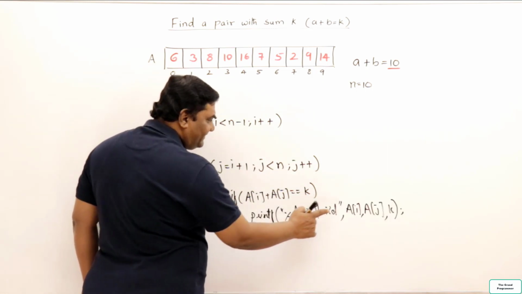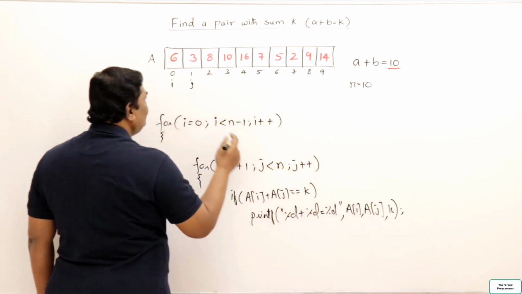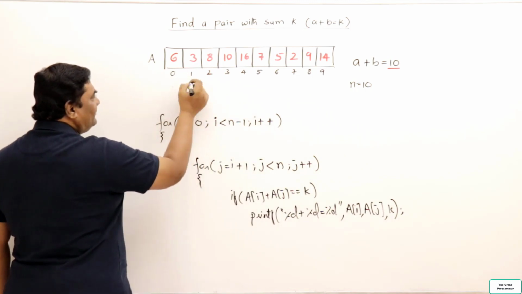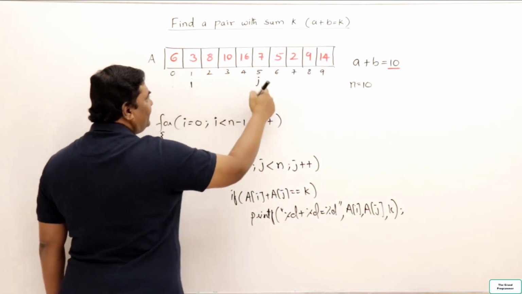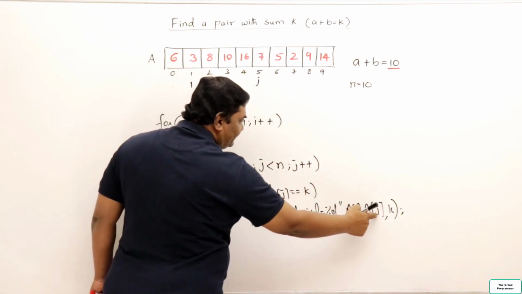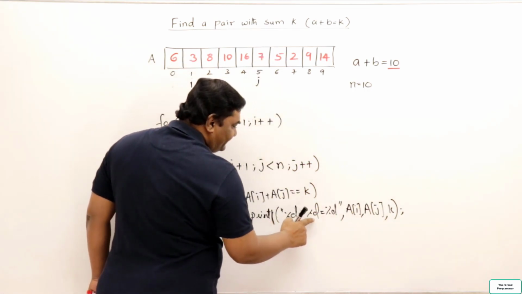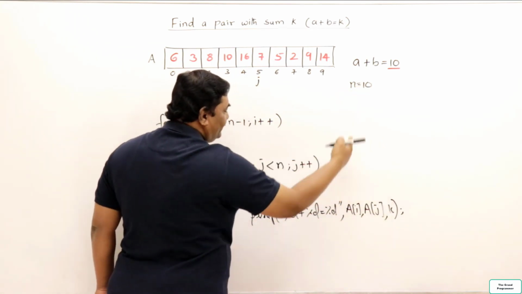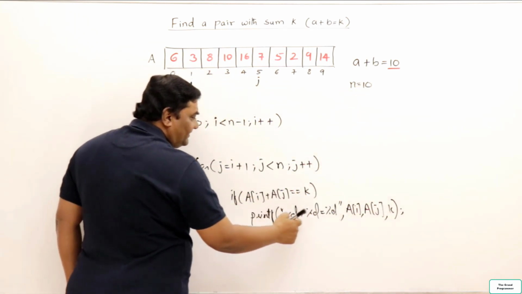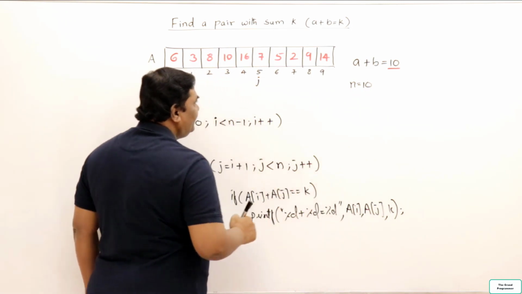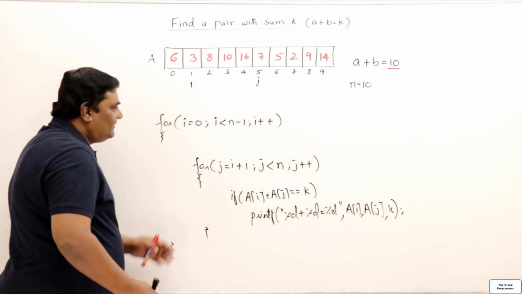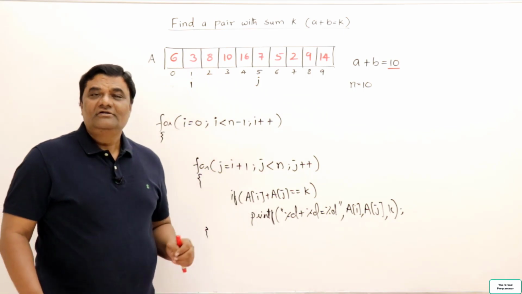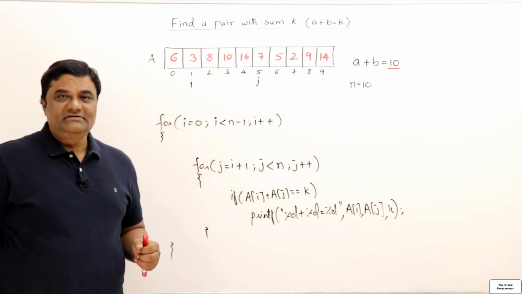See, the printf will print a of i value, a of j value. Suppose i is here right now and j is here. So a of i value, that is 3, a of j value, that is 7, 3 and 7. So it will print 3 plus 7 is equal to k, so that is equal to 10. Yes, so we got the pair of elements whose sum is equal to k. That's it. This is the end of loop and this is the end of loop. So that's all. This is the code for finding a pair of elements.